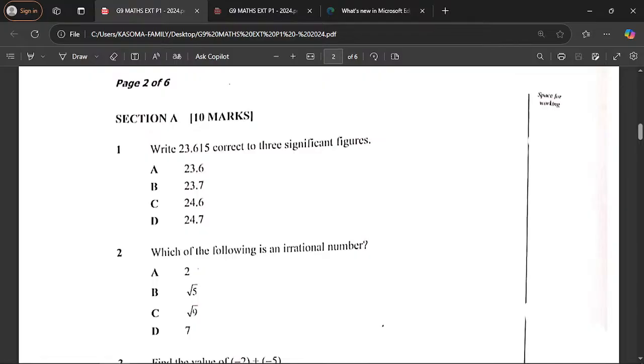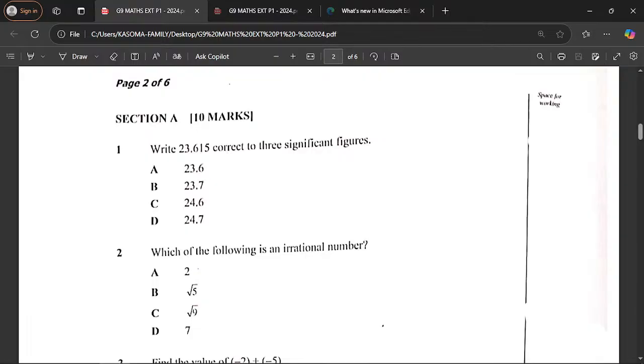So 0.615 correct to three significant figures. This is the question; they want us to write the number to three significant figures. So let me see your answer here before I even work out this one. What is the answer for this question? Please try to solve it. Remember, we are revising, so I'm not going to rush in finding the answers. I also want to interact with you, so please comment your answers. I'm sure you have solved it and you have gotten the answer.